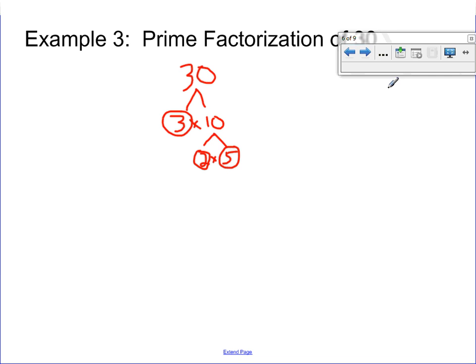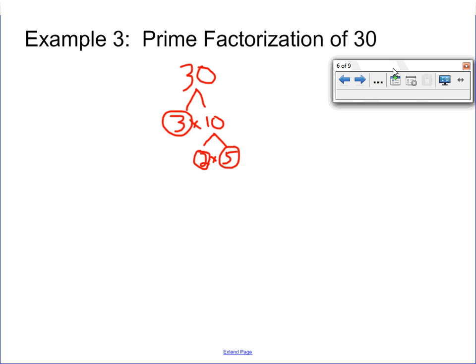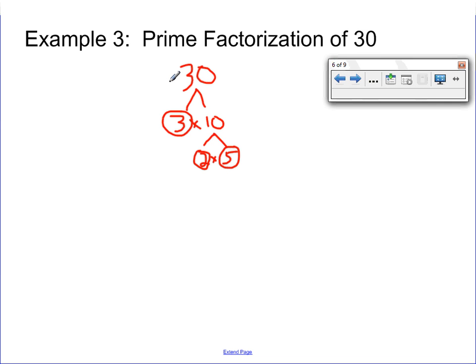Now remember, the definition of prime factorization is to write the number as a product. So it's the answer of a multiplication problem. We've got these three numbers here, 2, 3, and 5. Let's see if we multiply them together if we end up with the number 30. 2 times 3 is 6, and 6 times 5 is 30. So we've got it. We've got our prime numbers there, and they all multiply together to get 30.